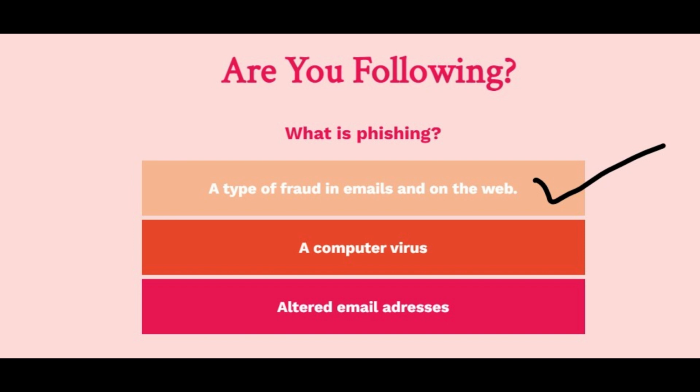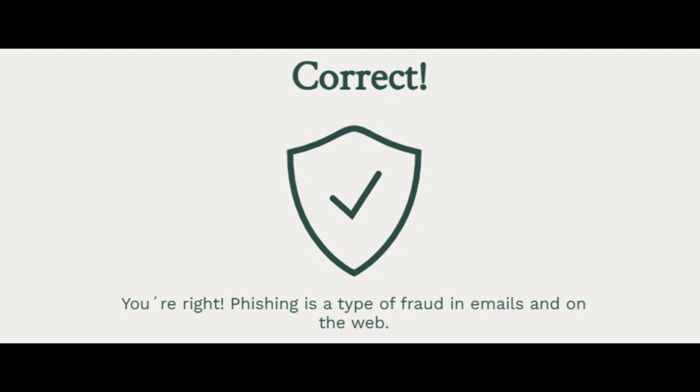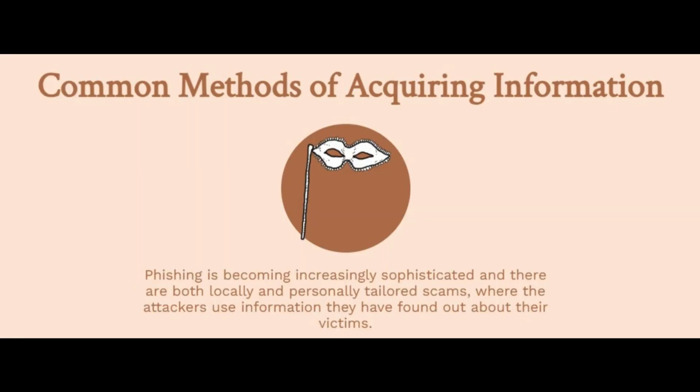As we have understood, phishing is a type of fraud in email and on web pages, and it is not a virus and it is not an altered email address. So you really need to understand what phishing is. That's right, phishing is a type of fraud in emails and on web pages. So what are the common methods of acquiring such information?